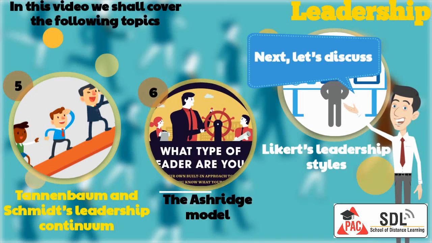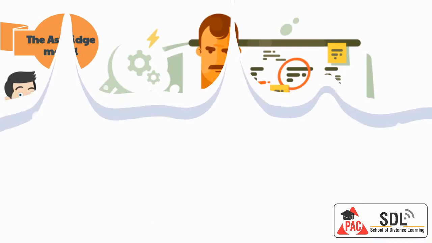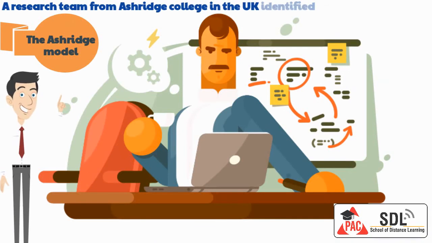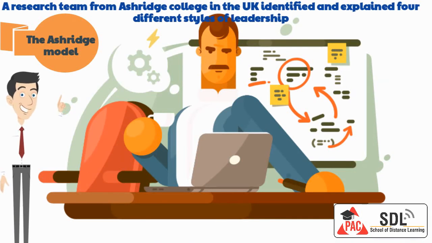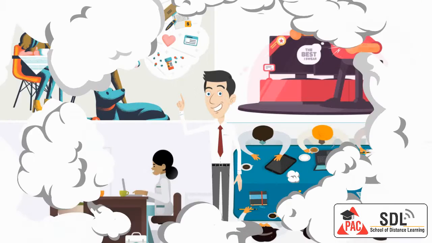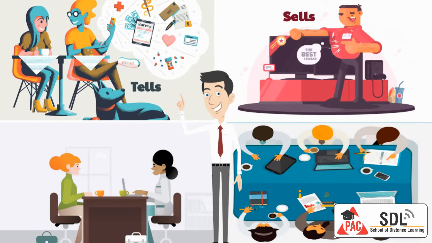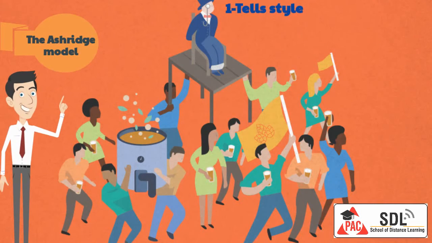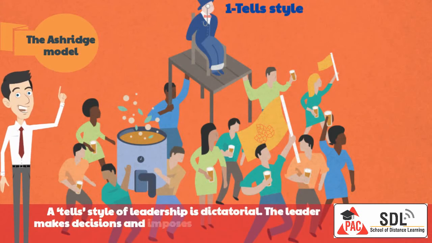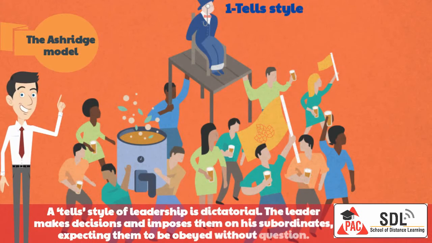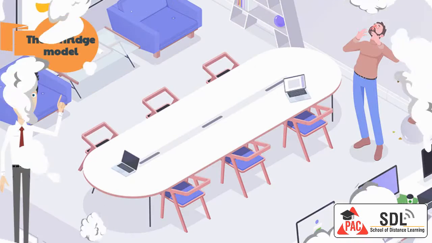Now let's discuss the Ashridge model. A research team from Ashridge College in the UK identified and explained 4 different styles of leadership: tells, sells, consults, joins. Firstly, tell style. A tell style of leadership is dictatorial. The leader makes decisions and imposes them on his subordinates, expecting them to be obeyed without question.